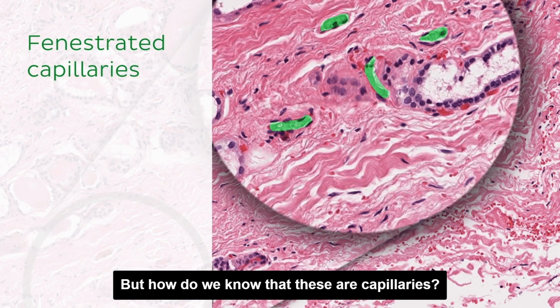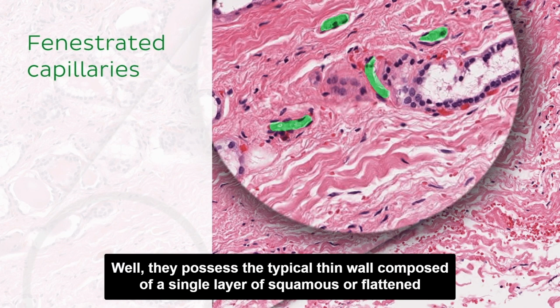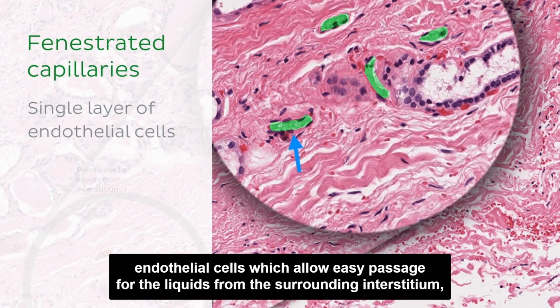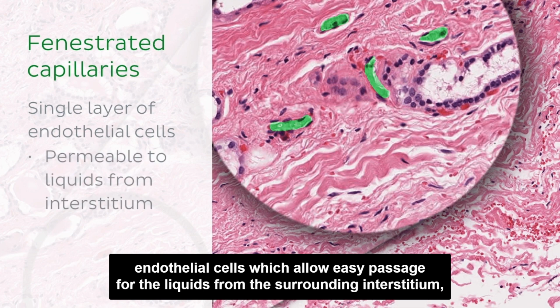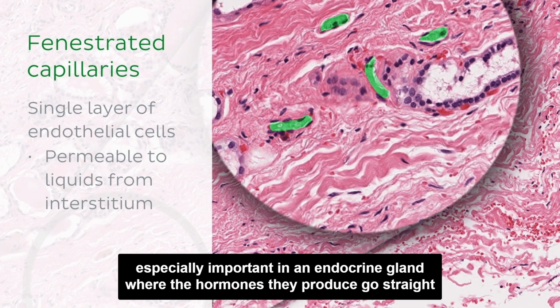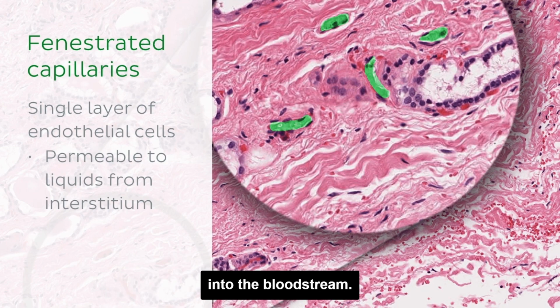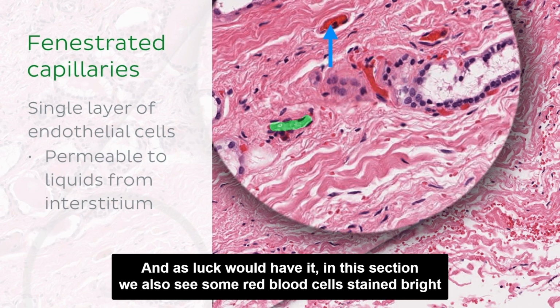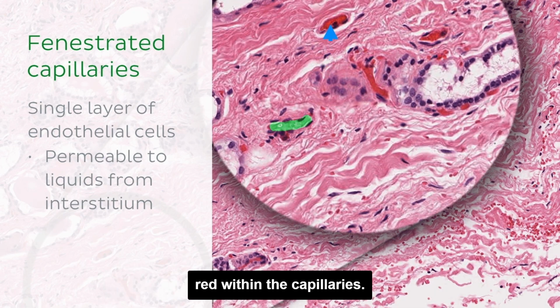But how do we know that these are capillaries? Well, they possess the typical thin wall, composed of a single layer of squamous or flattened endothelial cells, which allow easy passage for the liquids from the surrounding interstitium. Especially important in an endocrine gland, where the hormones they produce go straight into the bloodstream. And as luck would have it, in this section we also see some red blood cells stained bright red within the capillaries.